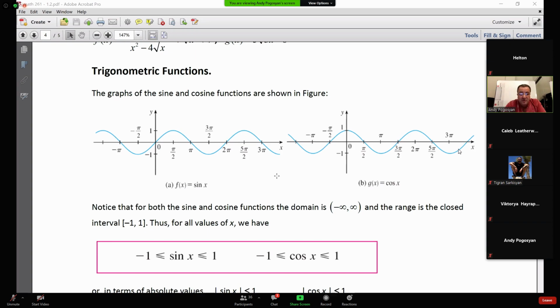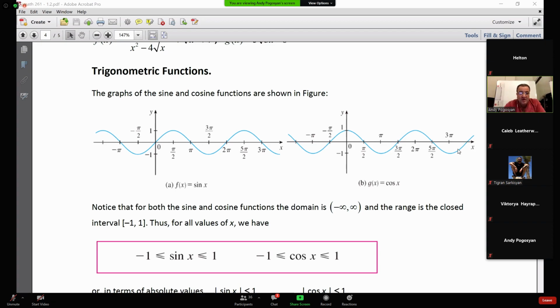But the range is bounded. So the values of those two functions are between -1 and 1. It's a closed interval. They can attain all the values between -1 and 1. Now, both of them are periodic functions. That means after a certain period, in this case 2 pi, the function values repeat. So the graphs show that the functions are not one-to-one.